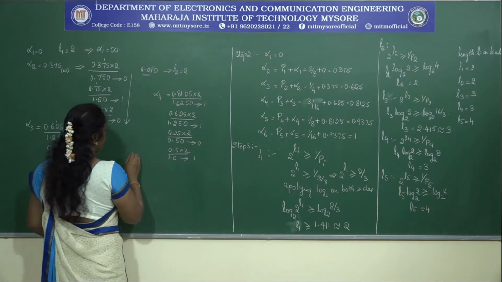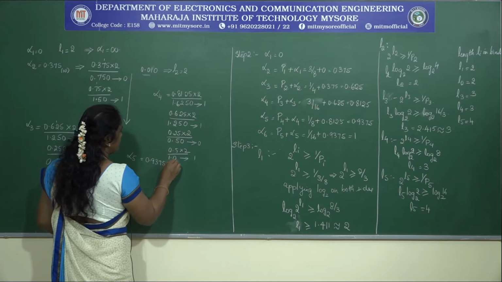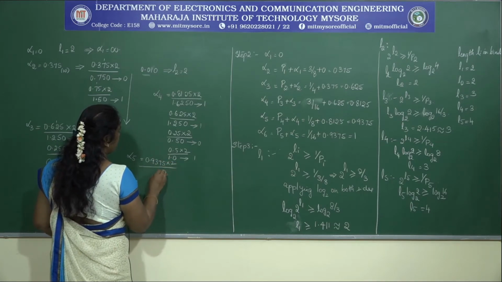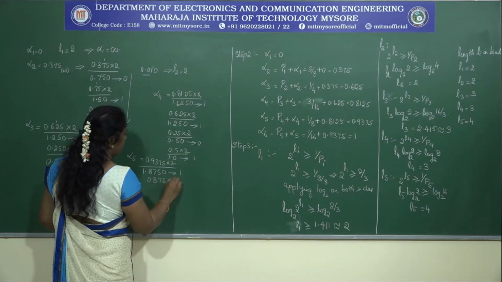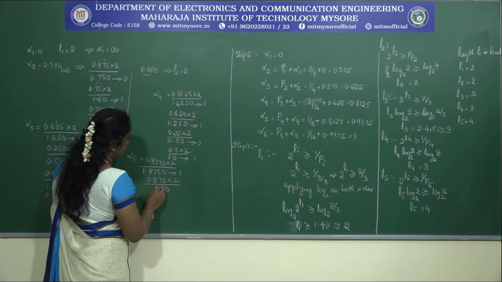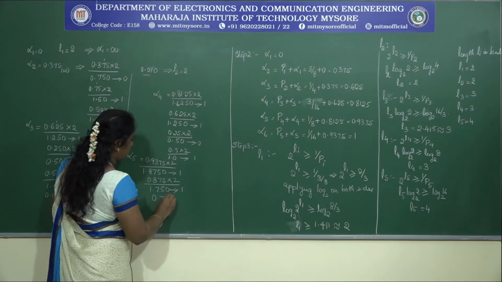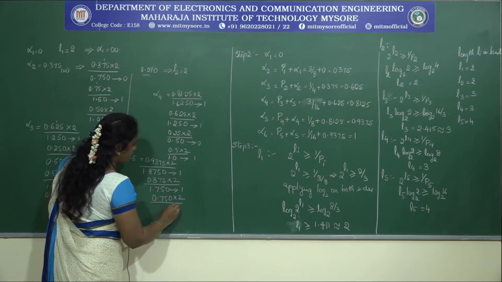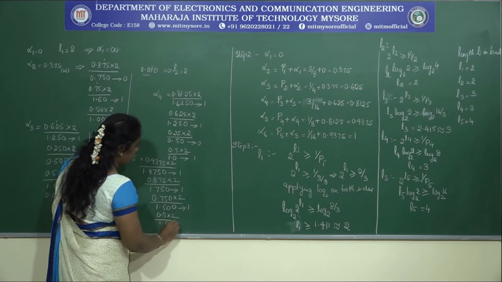So next we have alpha 5, where alpha 5 is 0.9375 multiplied by 2. So the remainder is 1. So 0.875 multiplied by 2, the remainder is 1. So it is 0.750 into 2, so it is 1.5. Once again the remainder is 1. So it is 0.5 into 2, we will be getting 1.0 with remainder 1.